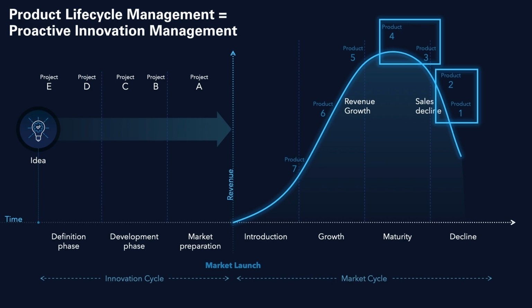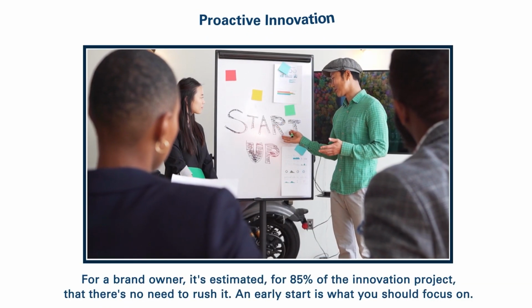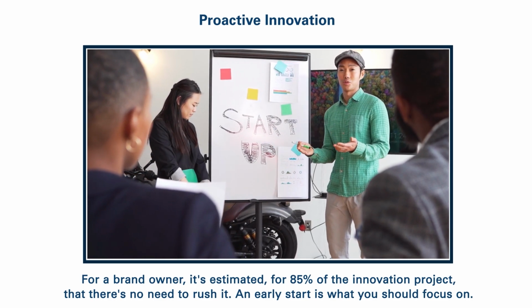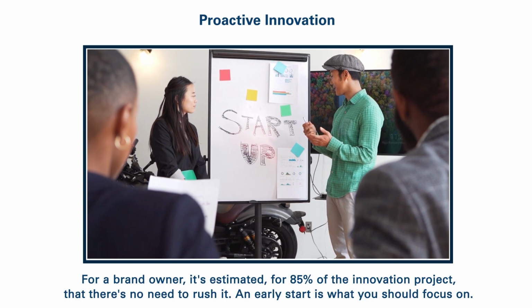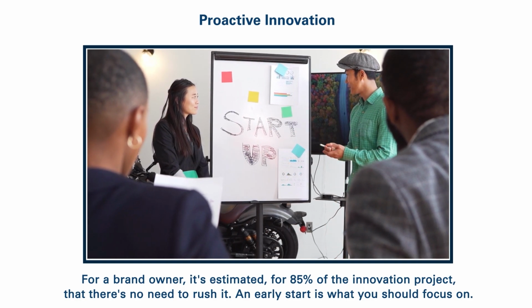In the case of the ideal scenario, products 1 and 2 are declining because sales are transferring to products 6 and 7, which are growing. Also, projects A and D are being developed to eventually replace products 3 and 4. For a brand owner, it's estimated that for 85% of the innovation projects there's no need to rush. An early start is what you should focus on.